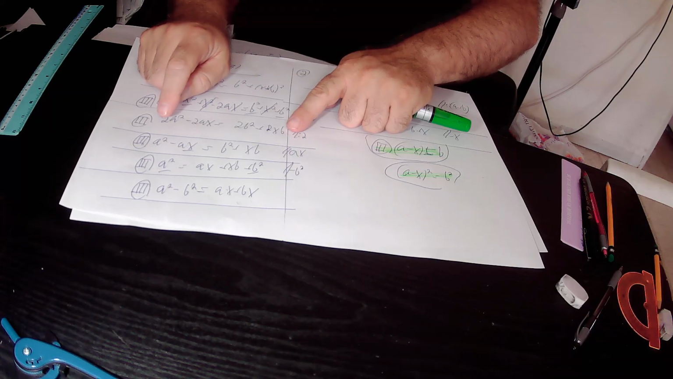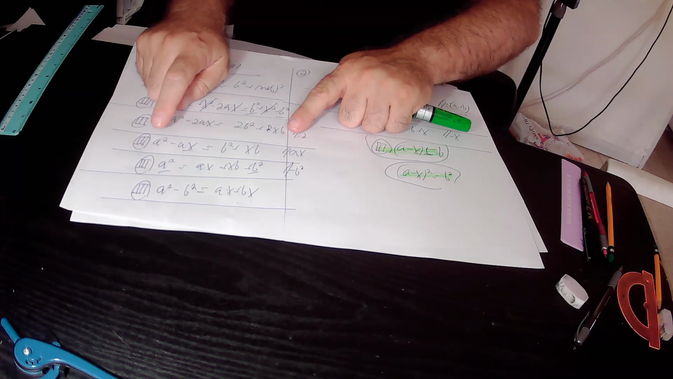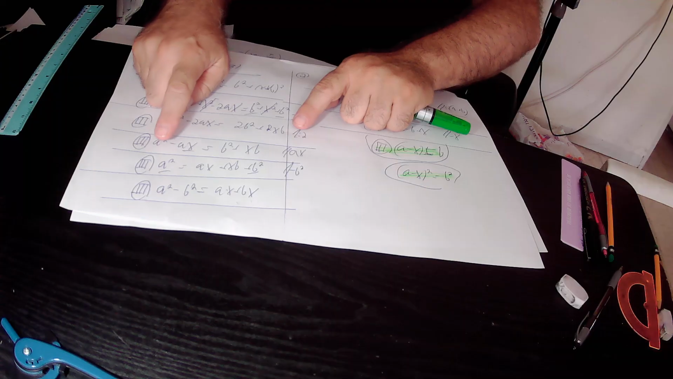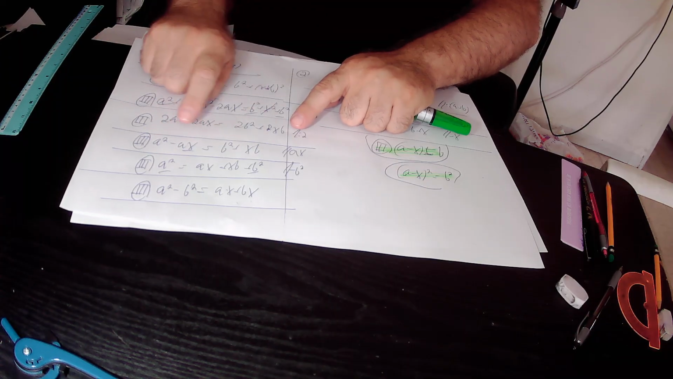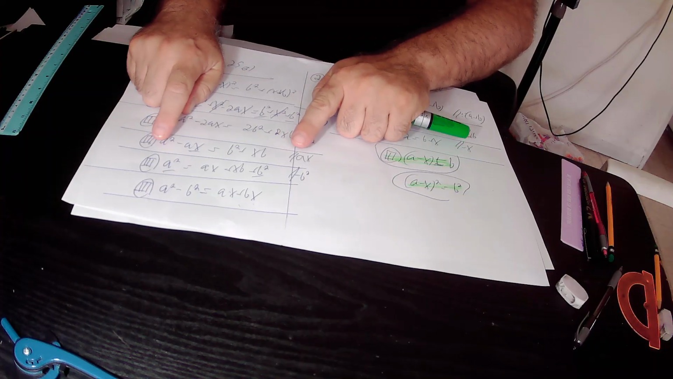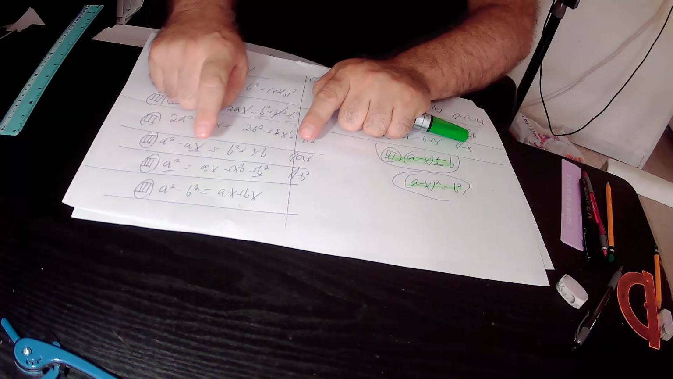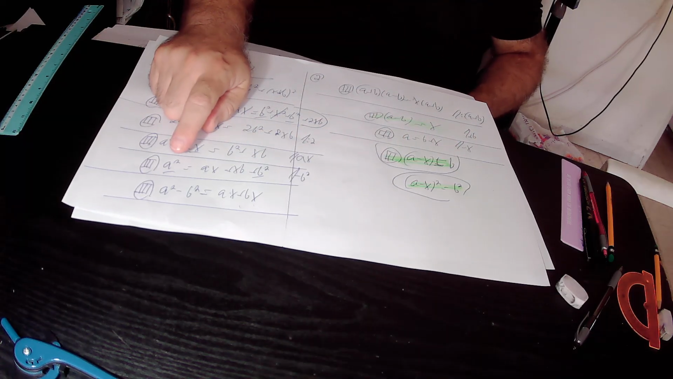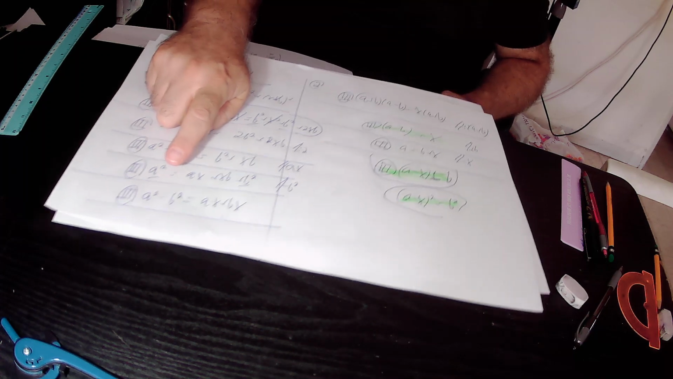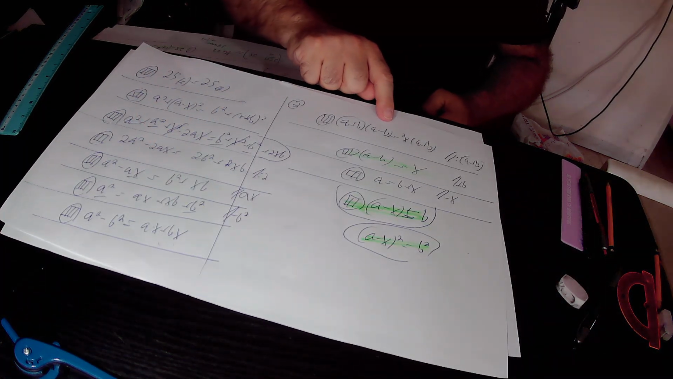Here we added ax to this equation 3, and finally found out that a squared equals ax plus xb plus b squared. Here we subtracted b squared from this equation 3, and finally found out that a squared minus b squared equals ax plus xb. We have the famous algebraic identity that a squared minus b squared equals a plus b times a minus b.